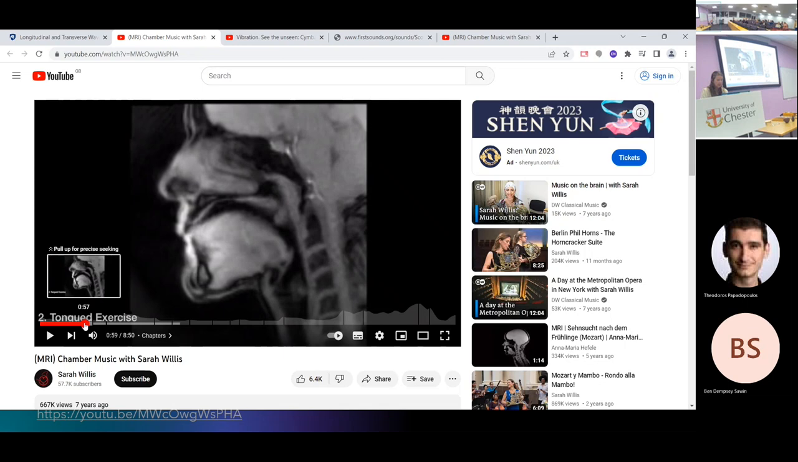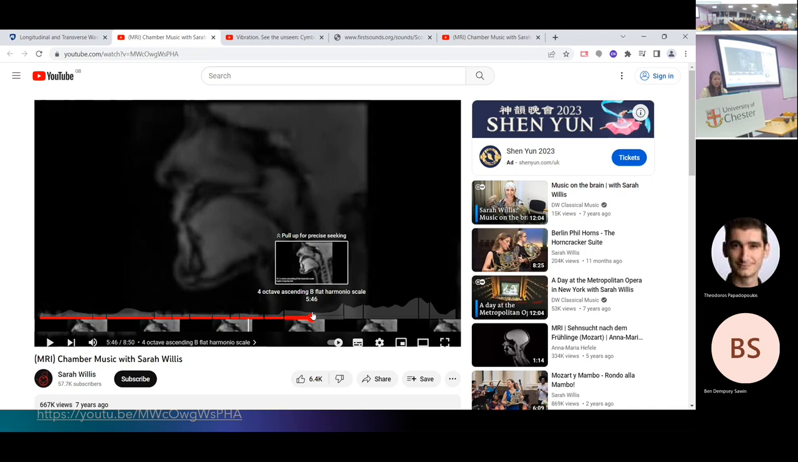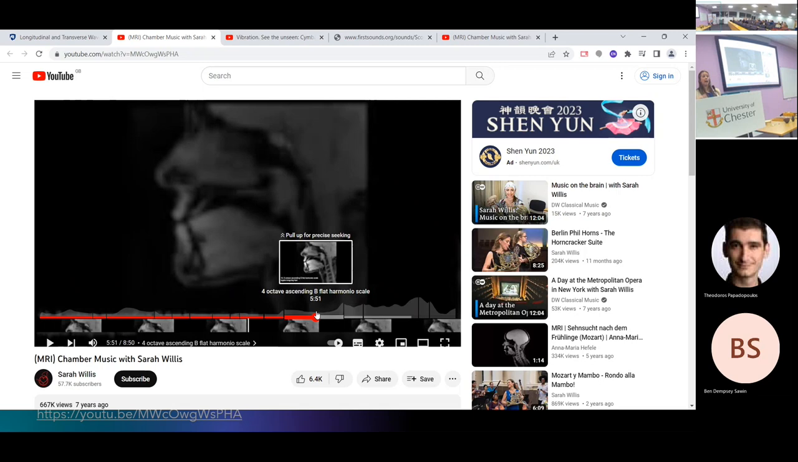I'm just going to move on a little bit further. So at this point, she's actually playing scales, again, without valves, and all the pitch changes are to do with the shape of the mouth cavity.